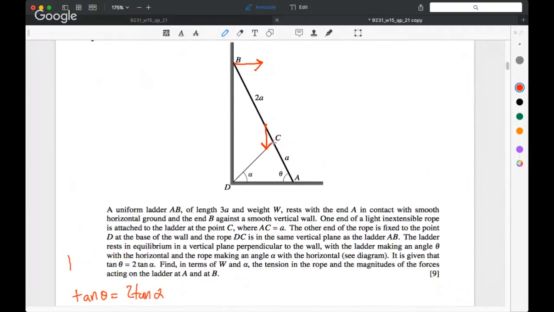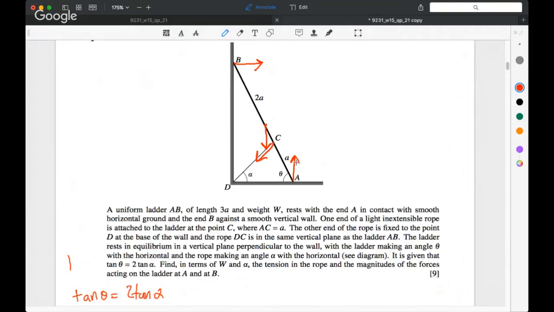And then here at C, we have a tension from the rope, which has to be acting inwards, because otherwise it wouldn't work for ropes. It would go slack otherwise. And then the final force is on the ground, which again it says is smooth. So that means it must be completely 90 degrees to the ground. So there are only 4 forces on the system.